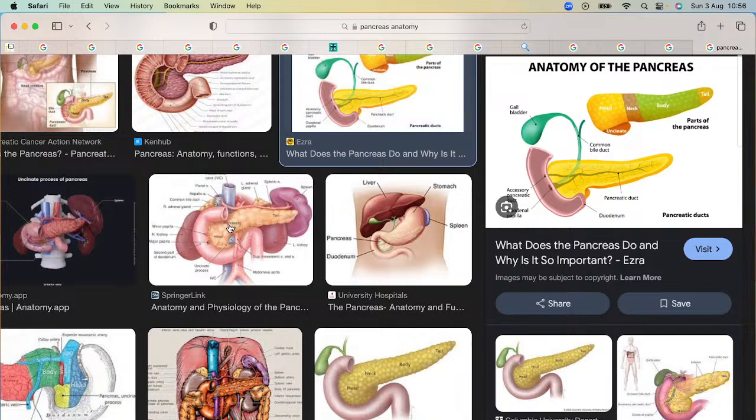Okay, so this diagram in itself is also helping you to answer the questions related to the syntopy of the duodenum and the kidneys and the spleen. Okay, it's not just the pancreas.